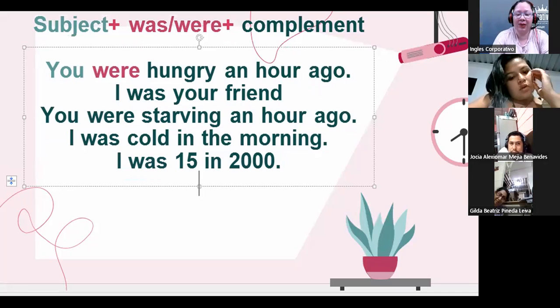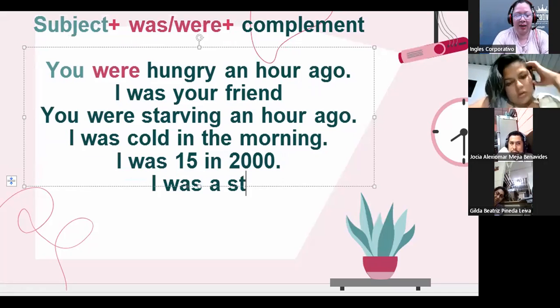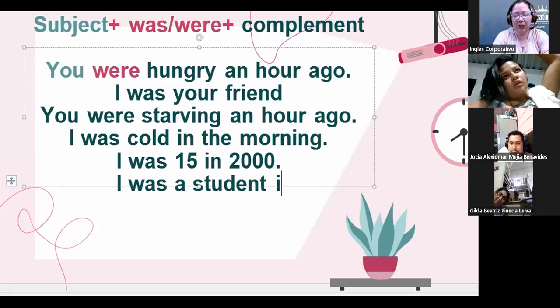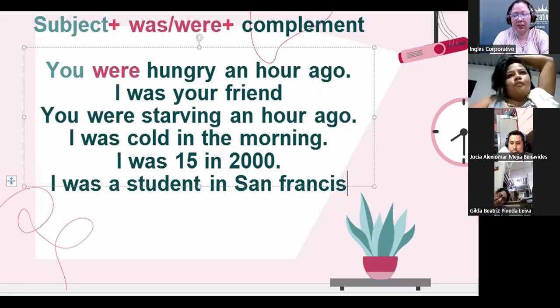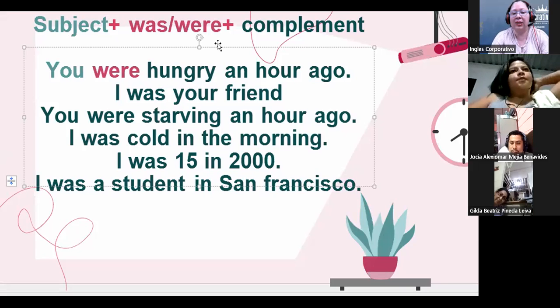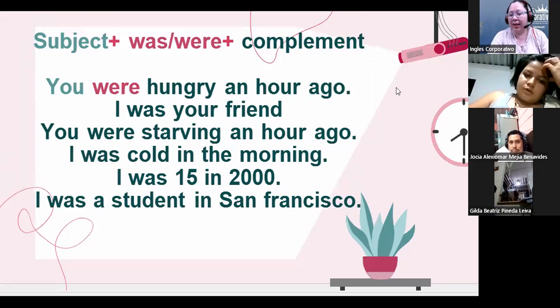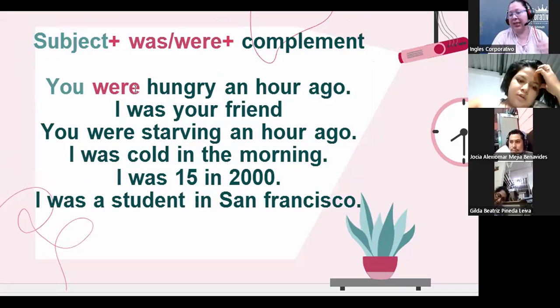I was a student in San Francisco. Y así podemos ir diciendo lo que éramos o lo que estábamos, o en las expresiones ya establecidas, lo que teníamos, ¿verdad? Y eso es lo que significa.